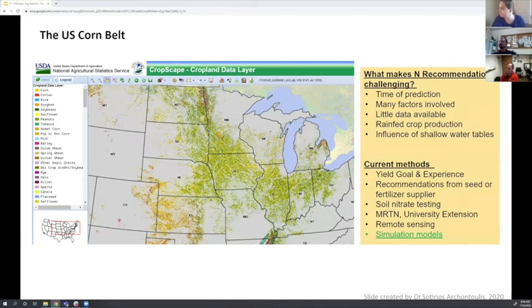On the methods that are used in the Corn Belt, there are many, and I have a list there. But what I want to mention is a survey that I read a couple of years ago, showing that farmers are not using just one method. On average, they use at least 2 methods, perhaps the yield goal and some soil nitrogen test or the MRTN approach. They use multiple approaches.